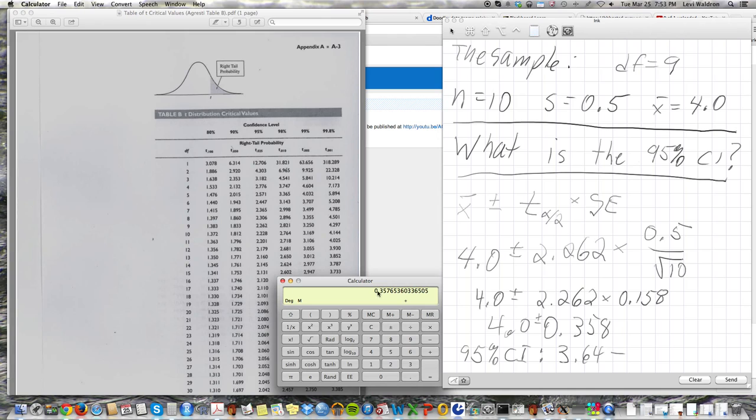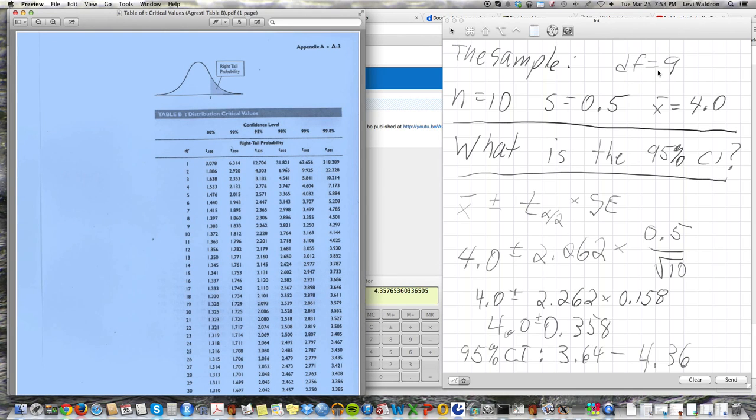the 0.358, and that's 4.36. And that's all there is to it to get a 95% confidence interval from a sample using the t-table.